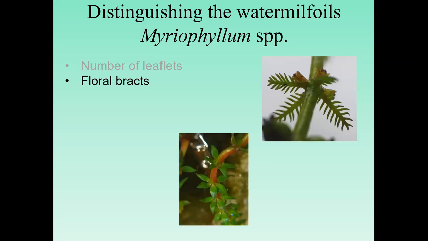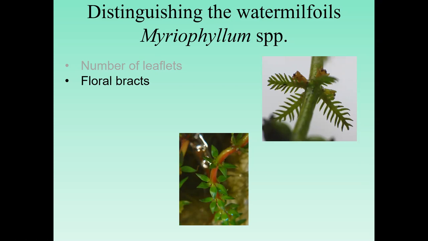Another really helpful characteristic, if you have them, is the floral bracts. These are modified leaves that are underneath the floral structures. So the flowers and the fruits of the milfoils, there are these small bract leaves. And in most of the species, these are emergent, so they're poking out of the water. You have these little flower spikes that are a few inches tall above the water surface. And you get these very reduced, very thick, waxy bract leaves underneath the flowers and the fruits.